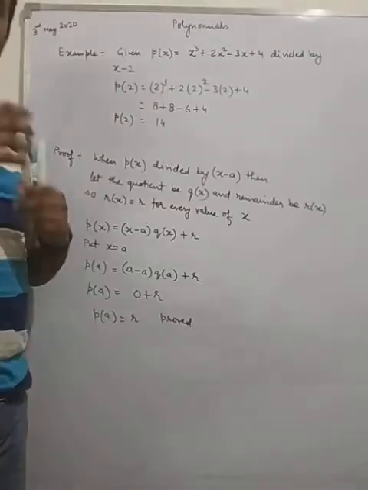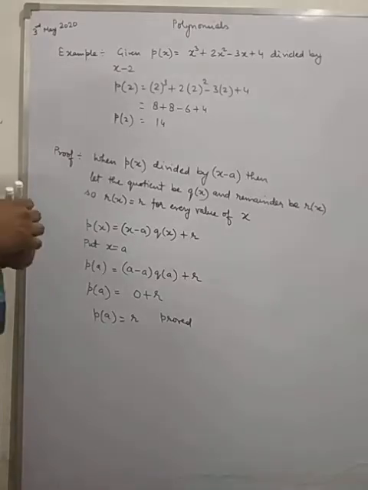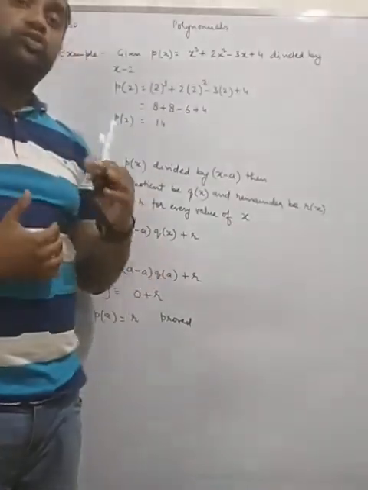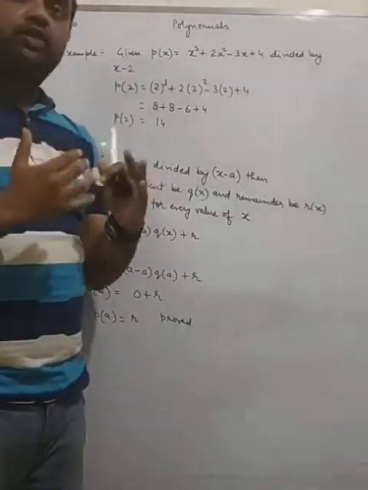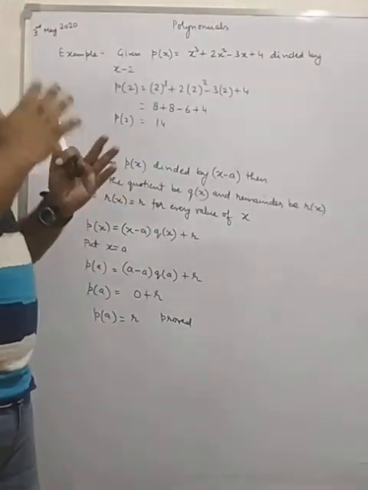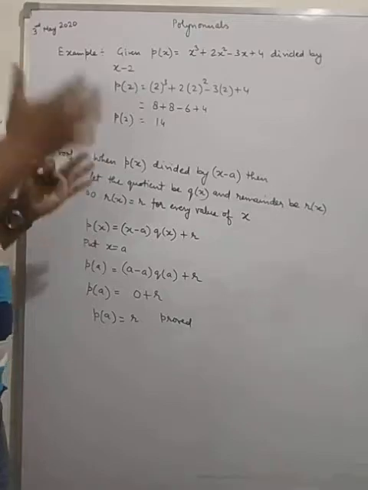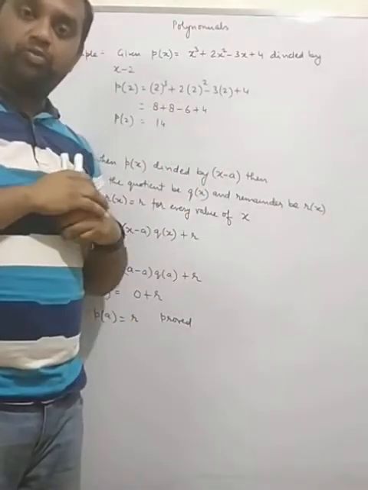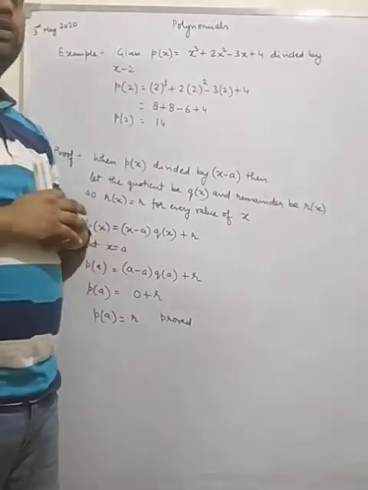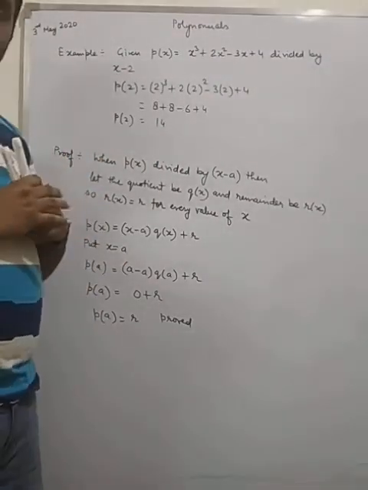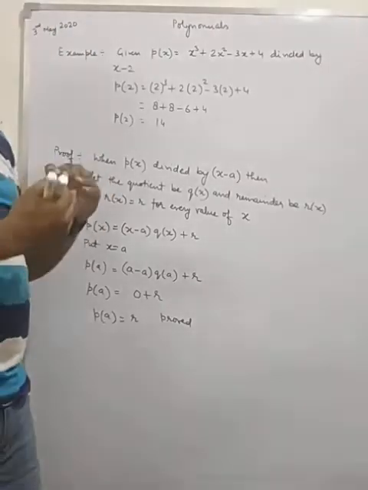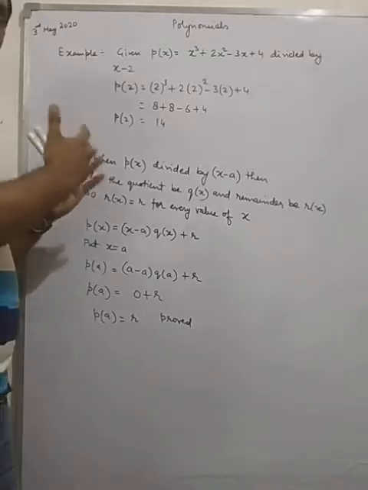The next theorem we are going to discuss is the factor theorem. What is the use of this factor theorem? Previously, to check whether a small linear polynomial is a factor of a big polynomial, we started dividing the big polynomial by the small polynomial, and if the remainder was 0, we said yes, it is a factor. The factor theorem is just an application of the remainder theorem.